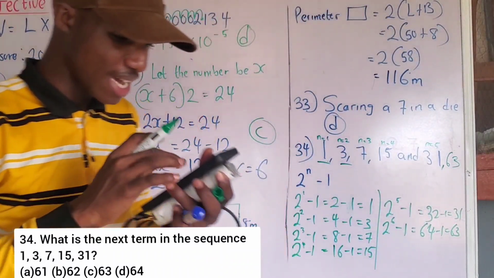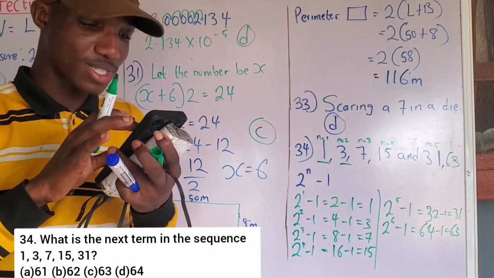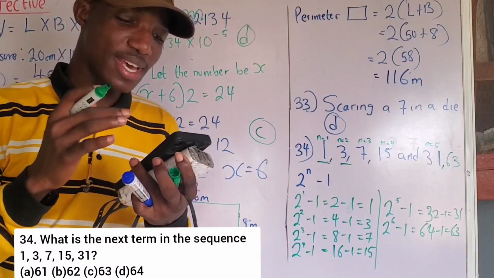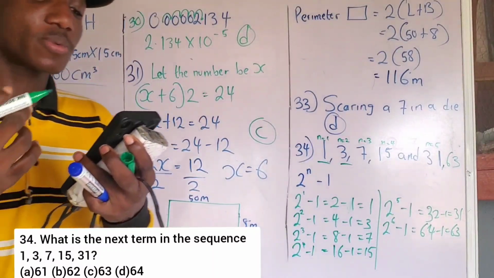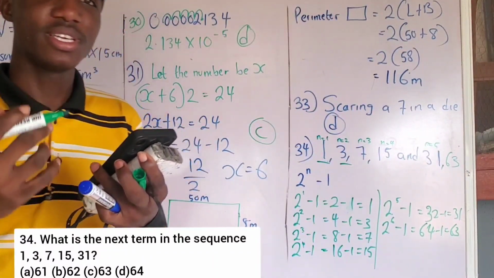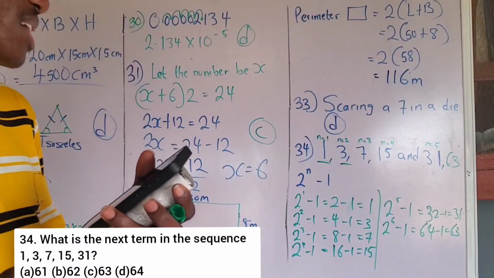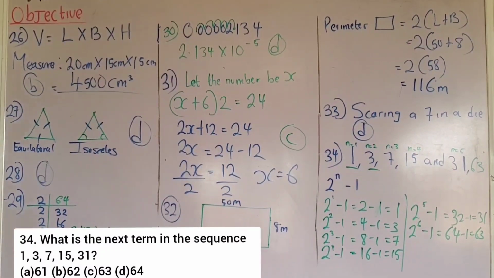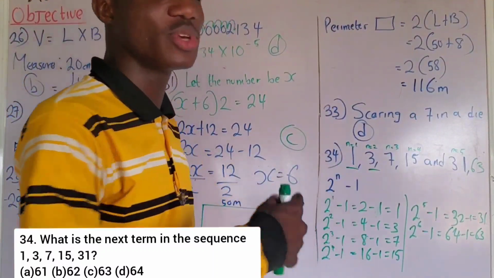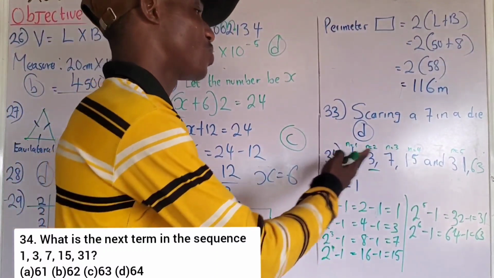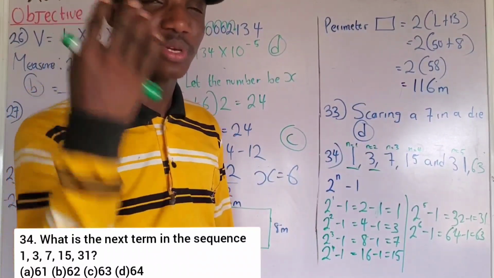You understand? So the right option to that question is option C. Option A is 61, option B is 62, option C is 63, option D is 64. So the right option to that question is option C, which is 63. You understand? Okay? And if you don't want to do it this way, you can do it another way. You see, when it comes to dealing with sequence questions, you just have to be able to think.